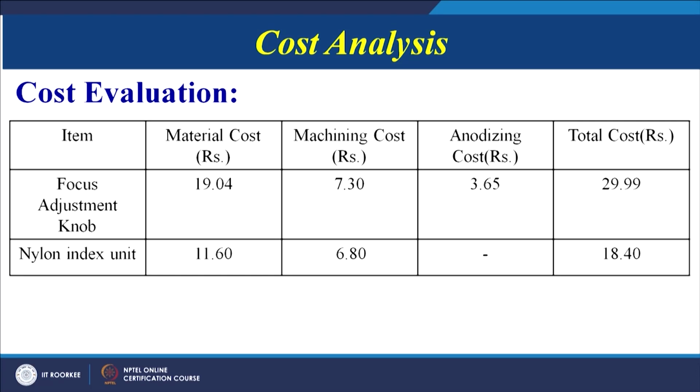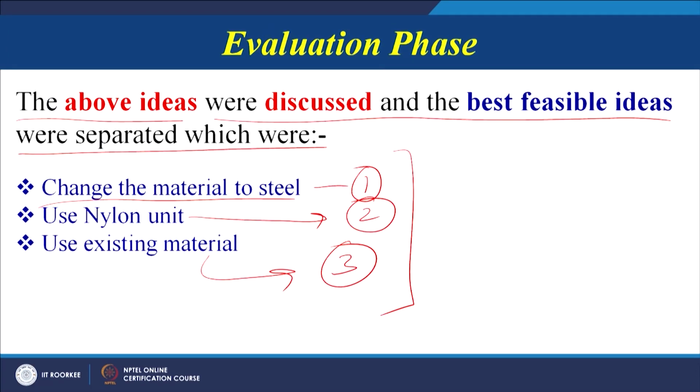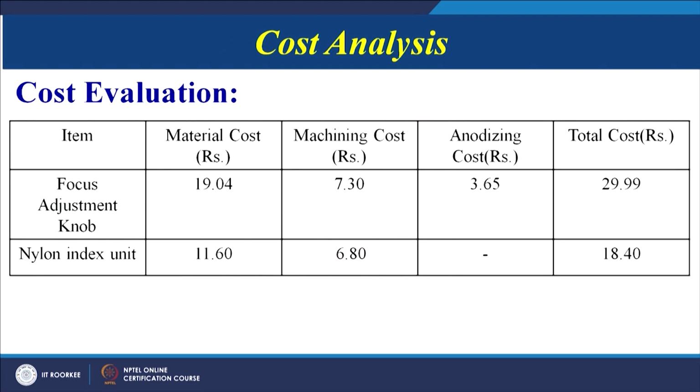Once we have all the alternatives, as we have seen, the authors have identified three alternatives: change the material to steel, use nylon unit, and use the existing material. After the three alternatives were decided, the cost evaluation here is shown only for the alternative found to be feasible, that is the nylon indexing unit. We can see the material cost of the already used alloy is 19.04. The machining cost is 7.30 and the anodizing cost is 3.65.